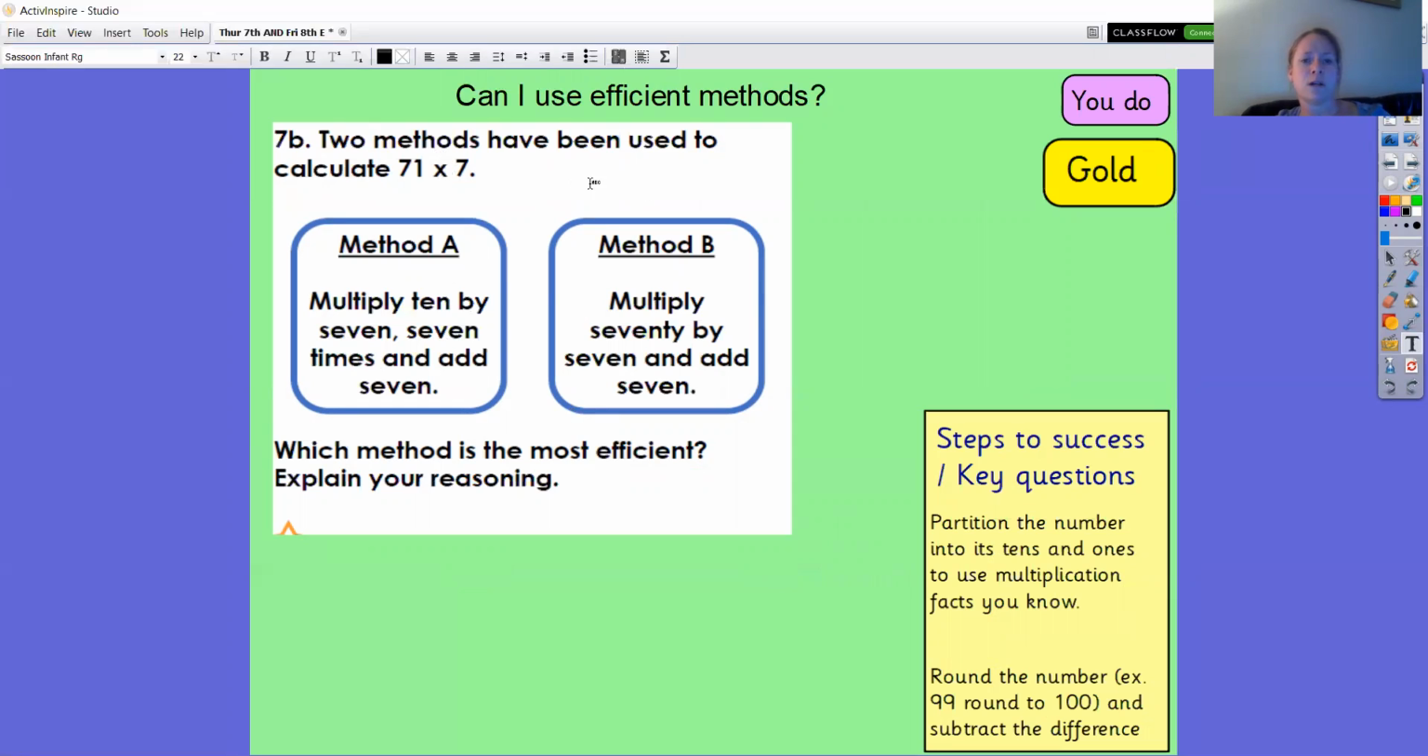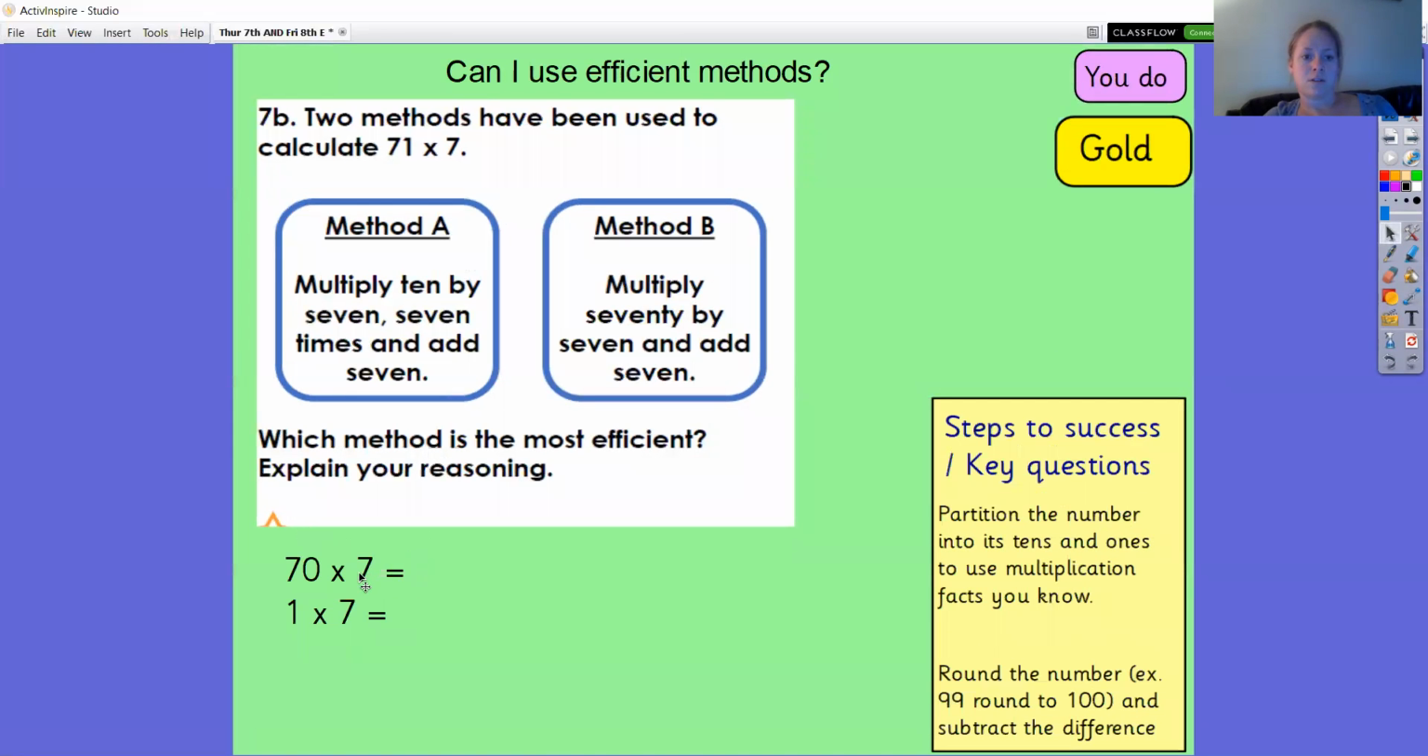So this one is 71 times 7. The first way that it's asking you to do, method A, is multiply 10 by 7 times. So you can either do 7 times 10, 7 times 10. I don't think you really need to do that. I think you could probably just do 70 times 7 there at the start, and then you'd have to do 1 times 7, and then you'd add the answers together. Or then up here, multiply 70 by 7 and add 7. Sorry, that's this way, isn't it? Move that one across. So do that one there.